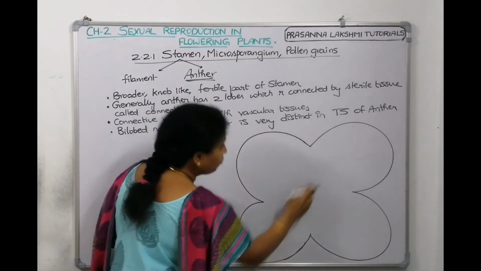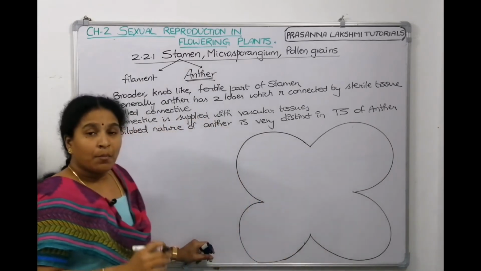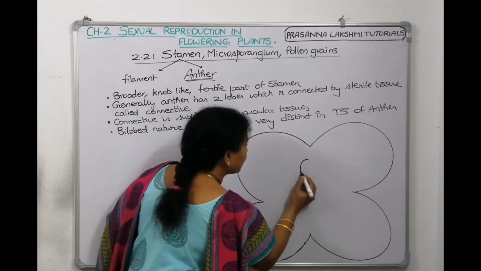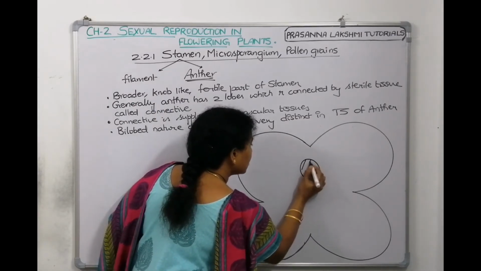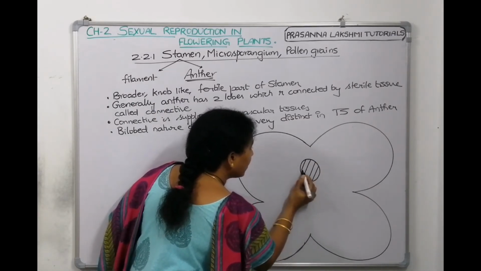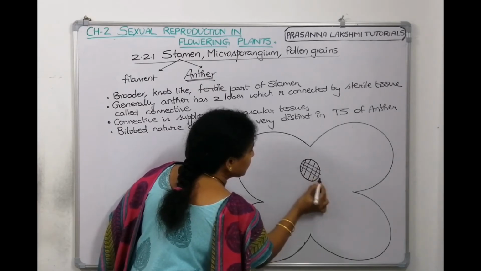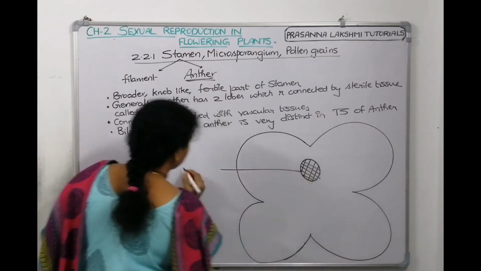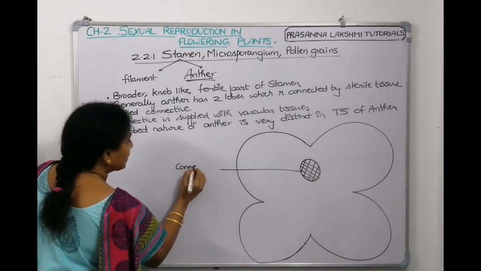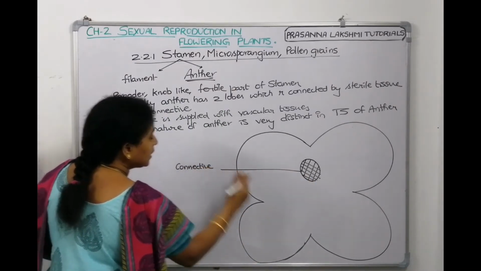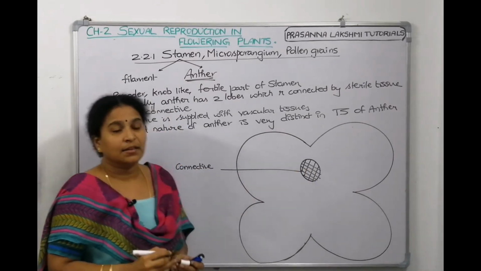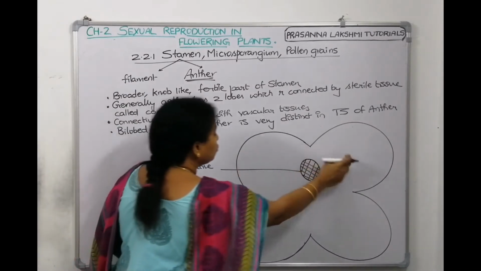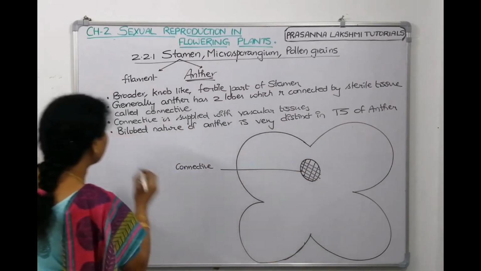This is one lobe and the second lobe. Both the lobes are connected by a sterile tissue called connective. This is the sterile tissue connective filled with parenchymatous cells, which is connecting both the lobes of the anther. Now, is the anther having four sides? 1, 2, 3, 4. That's what we are telling.